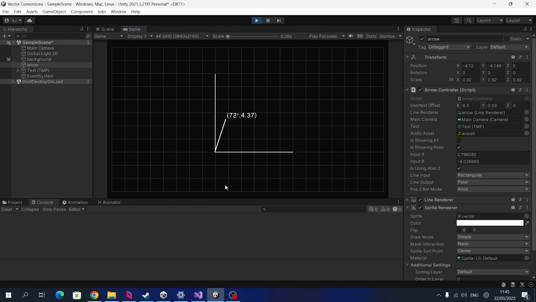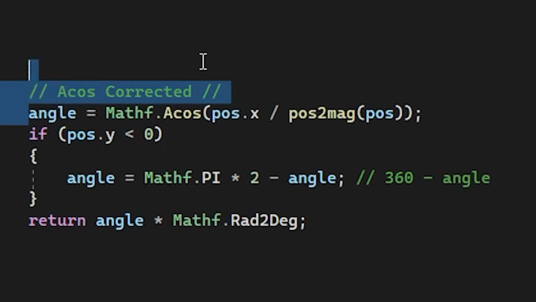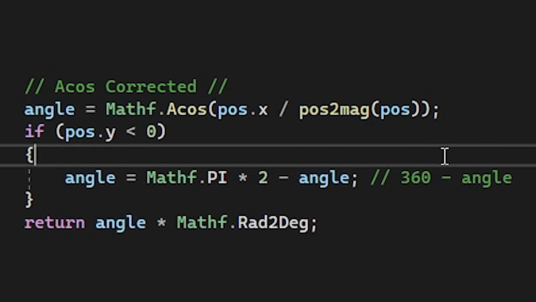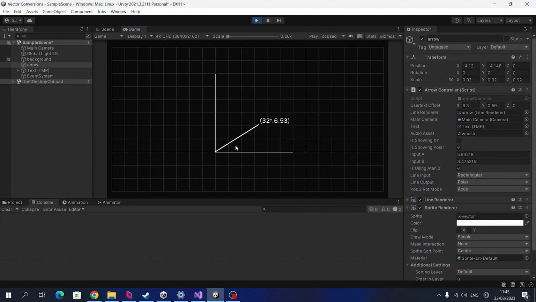So as you can see, it malfunctions when y is less than 0. Now let's see how we can correct arc cos. So here we have the same thing, but if the y position is less than 0, we subtract the angle from 360 degrees. So it's like we're going at 360 degrees and then going backwards from the angle.